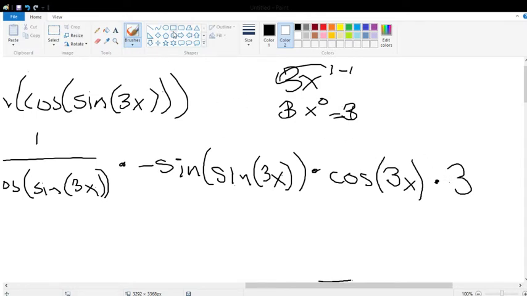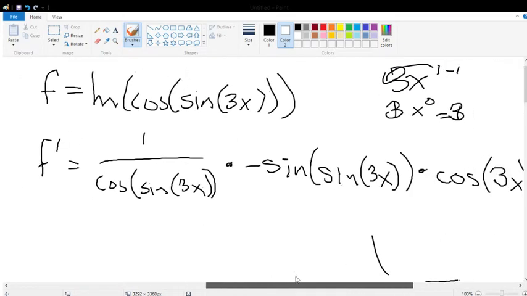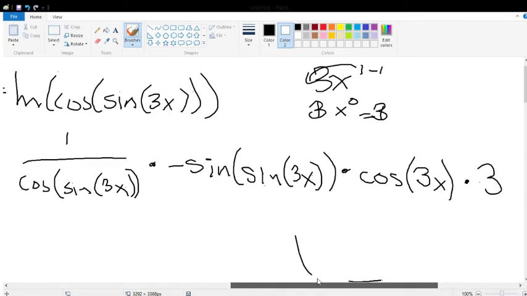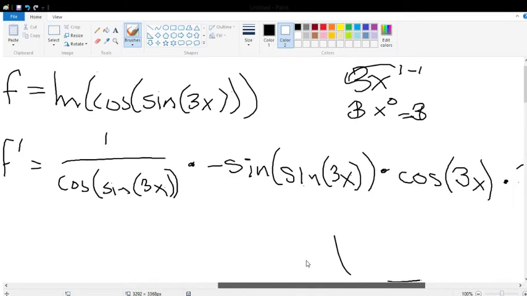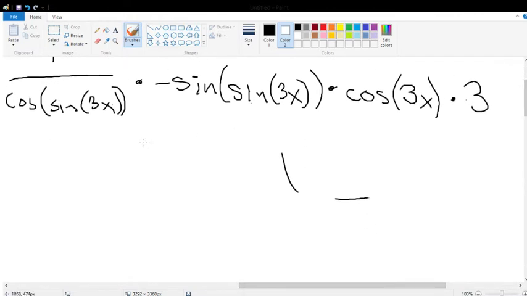Oh, okay. So yeah, this is f prime. What we have here is f prime. All I'm doing right now is I'm just going to write it to make it more neat. I'm not going to explain what I'm doing. I'm just going to put them together. That's all I'm doing.